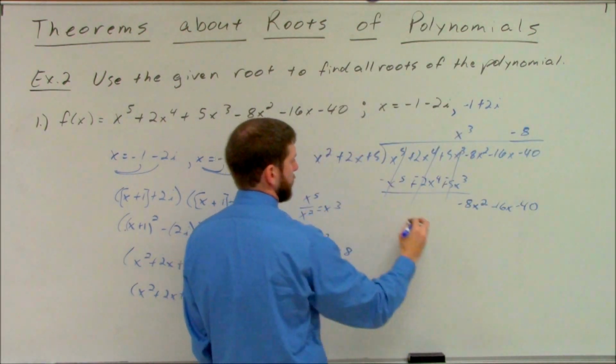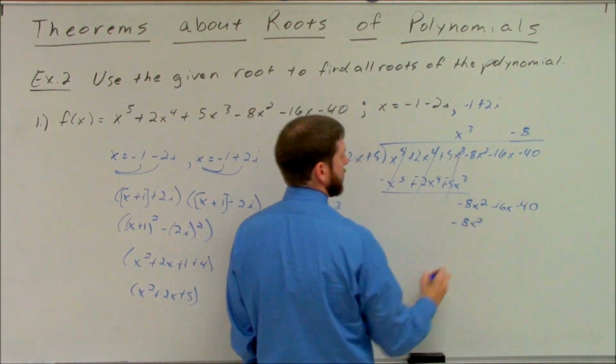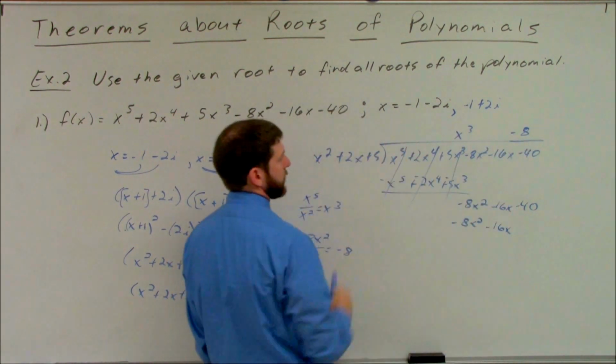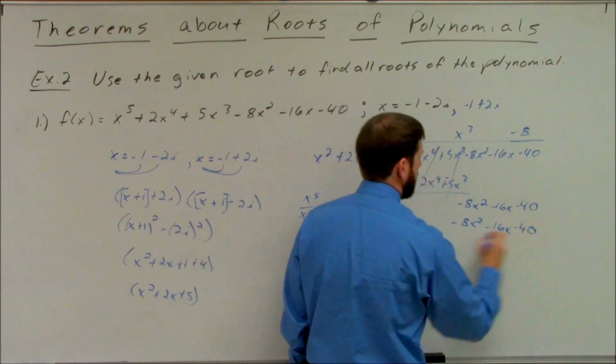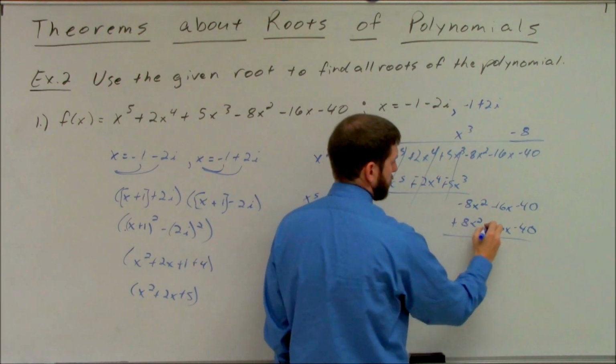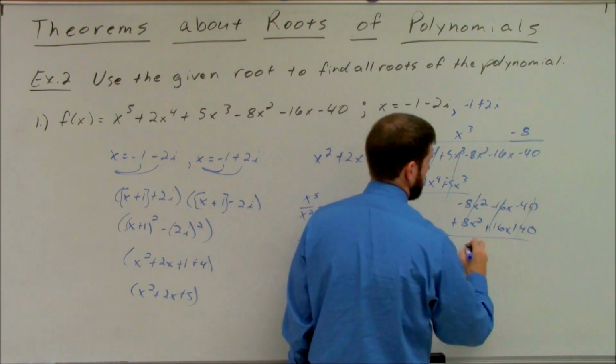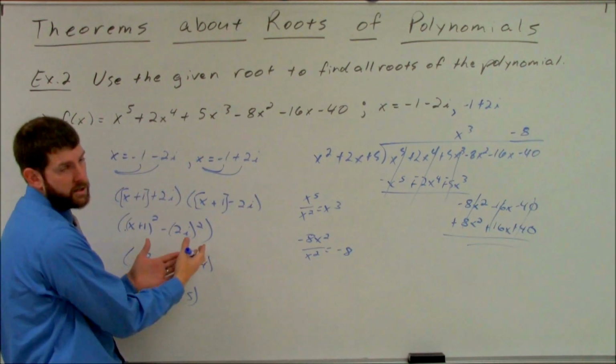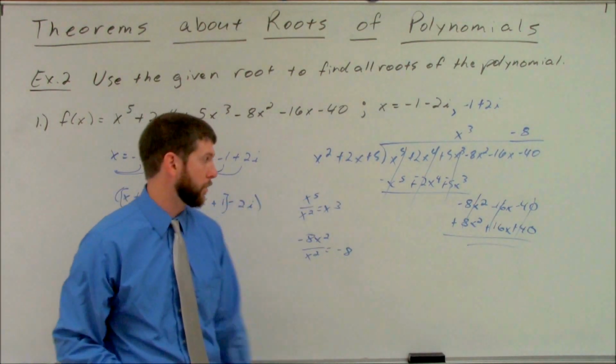Distribute that. Negative 8 times x squared is negative 8x squared. Negative 8 times 2 is negative 16x. Negative 8 times 5 is negative 40. And as you can see, when we subtract, we draw our line, change our signs. Everything cancels, no remainder. So that means we put these together correctly and we divided correctly.